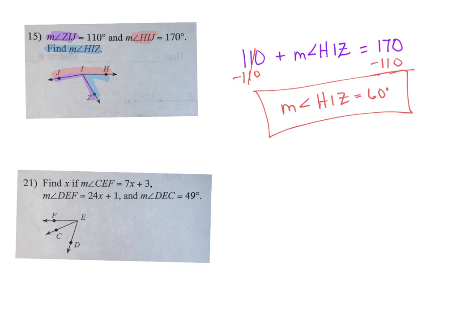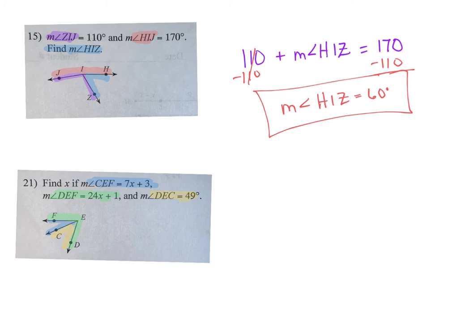All right, let's look at the next one. Find x. So in this case, I'm solving for x. It's not numeric. It's going to be more like the segments were. Measure of CEF. CEF is 7x plus 3. That's a small one. Then the measure of DEF. DEF is the large angle, the outside angle, is 24x plus 1. And DEC, that's the other small angle here, is 49.